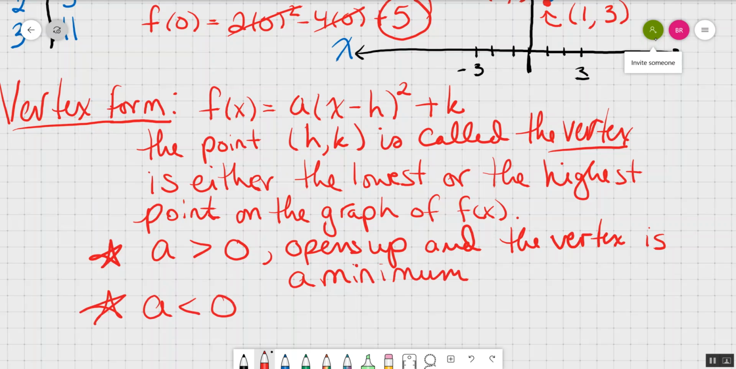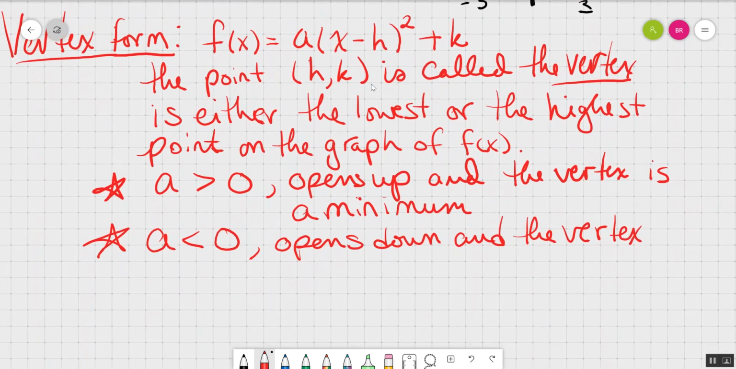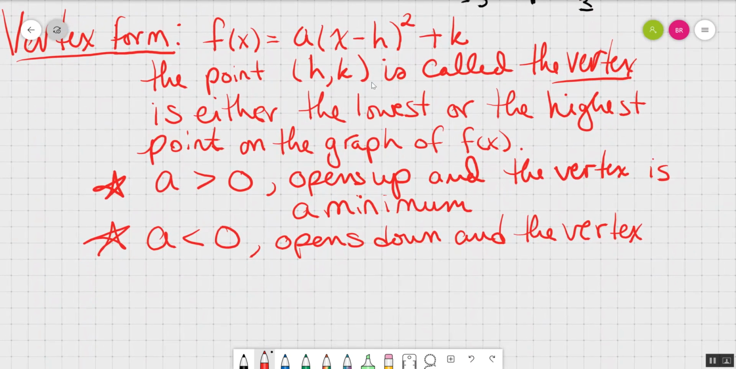And if it's negative, then we have a parabola that opens downward, and then the vertex is a maximum. So we're going to use that a little bit later, actually in the next section, to solve some problems, because you can find the maximum value of some things and the minimum values of some things.